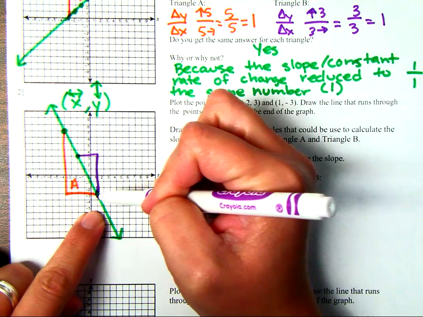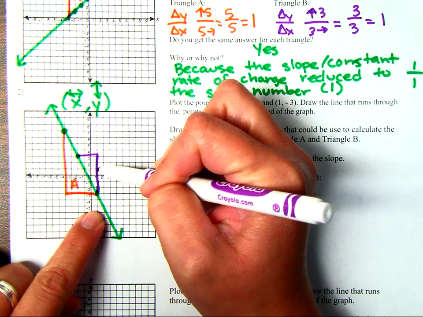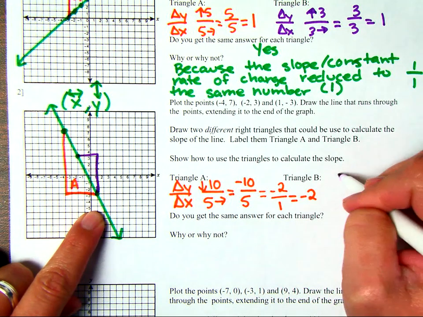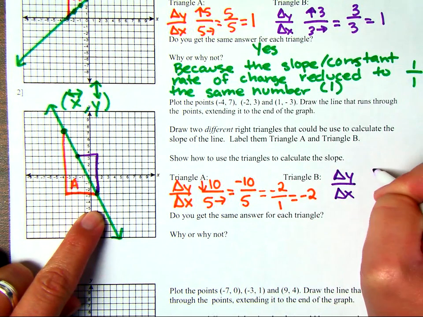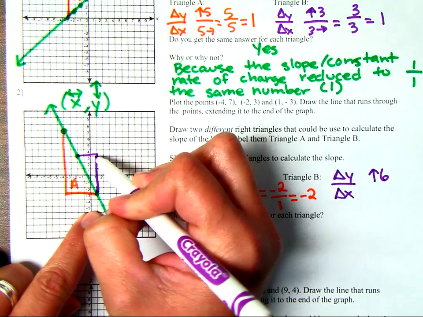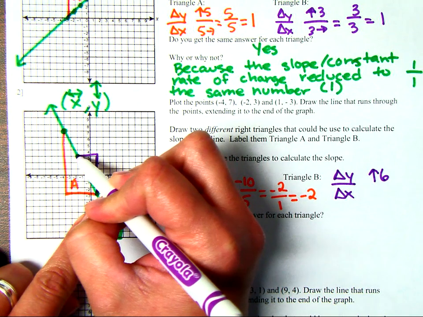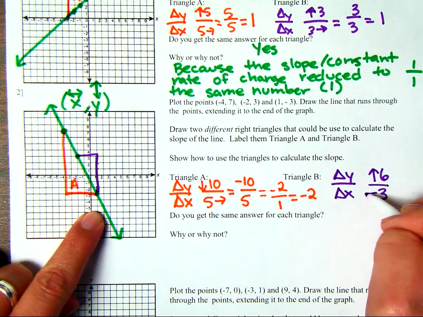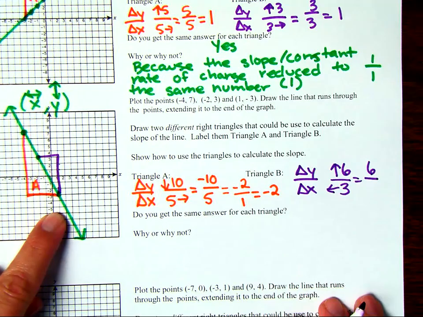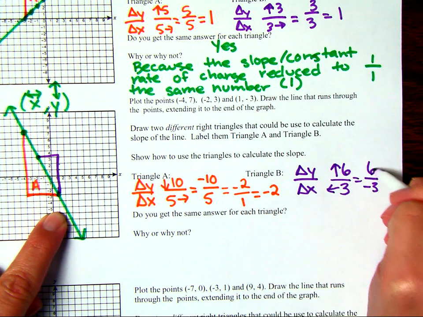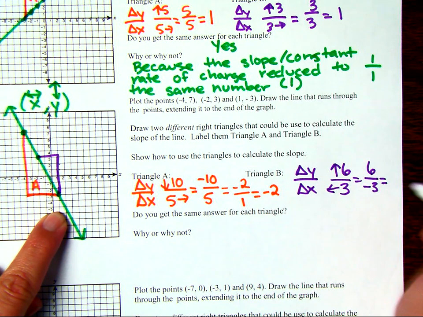1, 2, 3, 4, 5, 6. So this is where it looks a little different. Change in y over change in x. I went up 6 and then over 1, 2, 3. 3 to the left. So up 6 is +6. 3 to the left is -3. But both of these, well, 6 divided by -3 is -2.